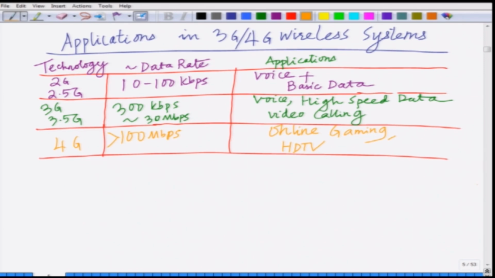So if you look at these different generations of wireless communication systems, as you look at the behavior across these different generations, you can see that as the generations are evolving, the data rate is progressively evolving. It is easy to see that. So, the data rate across the generations is progressively increasing.